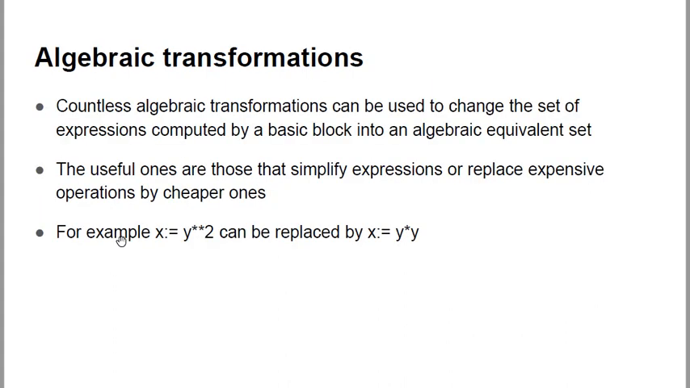We can also apply some algebraic transformations, like where multiplication operations are considered. Over here, you can see that the useful ones are those that simplify expressions or replace expensive operations by cheaper ones. In the case of an exponential operation, this is y to the power 2. The exponential operation is much costlier, so we are replacing the exponential operation by a multiplication operation. Simple algebraic transformations are applied in order to optimize our code.